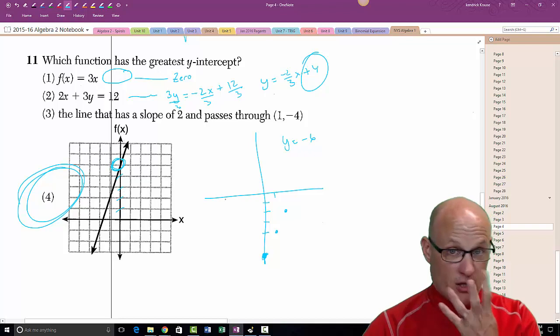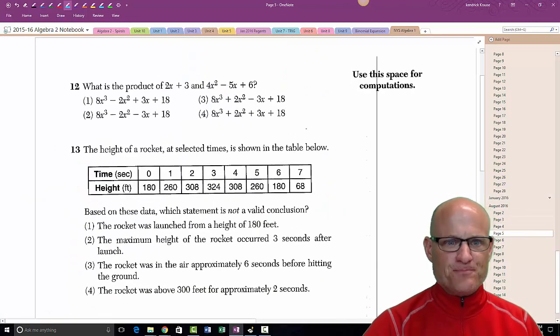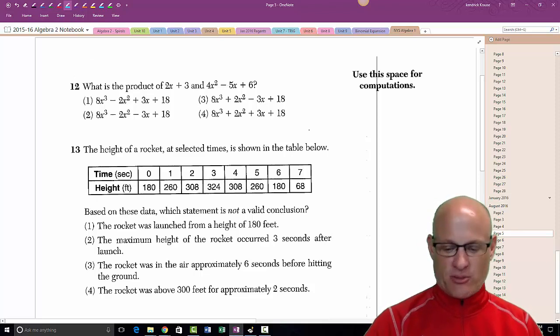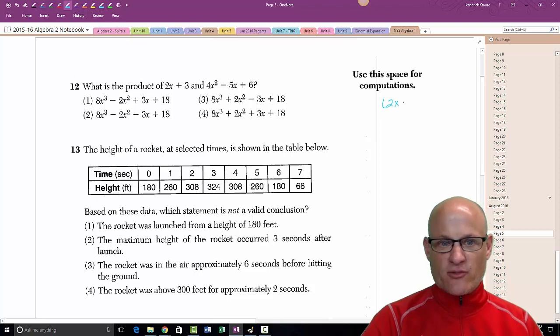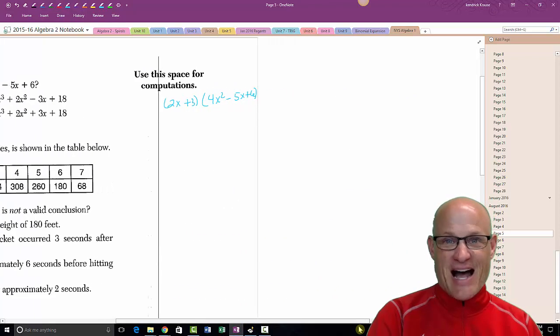Choice 4. One last problem, number 12. Let's get her done. What is the product of 2x plus 3 times 4x squared minus 5x plus 6? Oh my goodness, we've got a ton of multiplying to do. So let me write this over here, and then I'll move over here. I will show you two separate ways to do this problem.